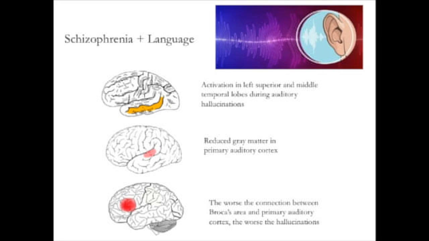Additionally, there seems to be a link between the strength of connectivity from Broca's area, which controls language production, to the auditory cortex, and the severity of auditory hallucinations. The poorer the connection, the worse the hallucinations.